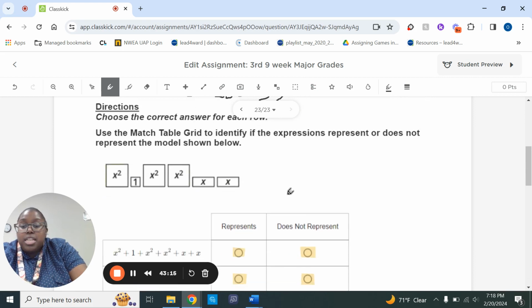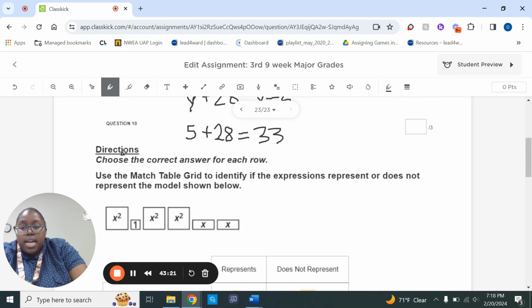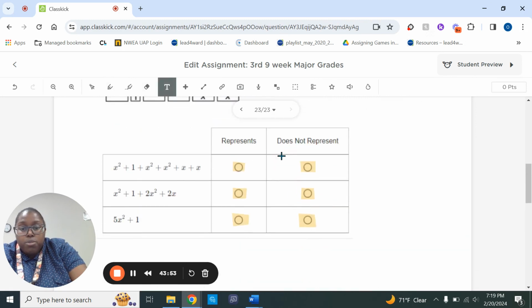Number 10, which is the last question for this test. Directions: choose the correct answer for each row. If you don't know what row means, a row goes from left to right. So you need to choose one answer choice from left to right. So, one per row. Use the match table grid to identify if the expressions represent or do not represent the model shown below. And then we have represents and does not represent.